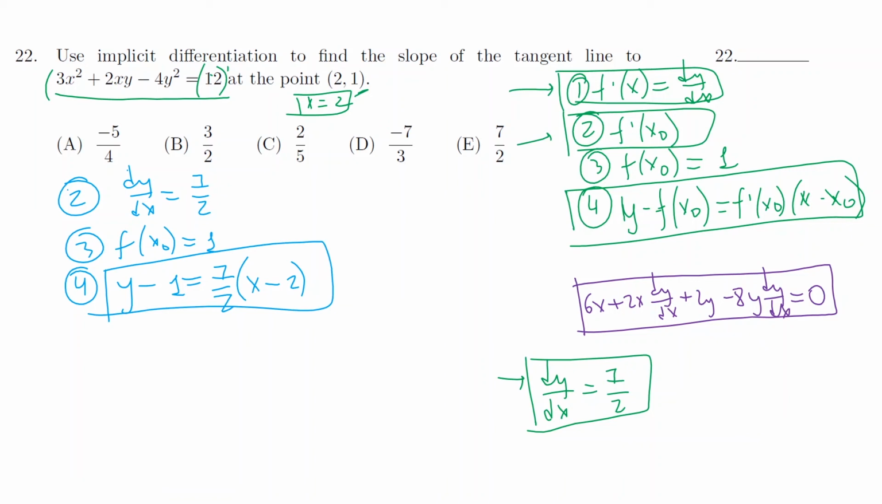Where did we make a mistake? It's not that we made a mistake. They did not ask us to find the equation. They asked us to find the slope of the tangent line, which we already found in step number 2, 7/2. Boom. The answer is E.